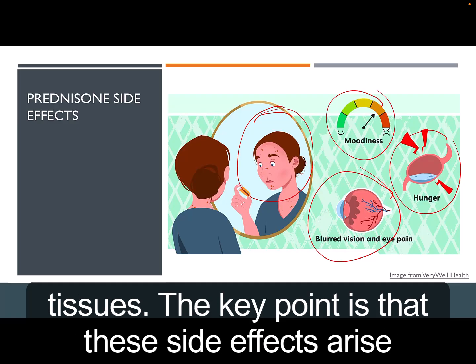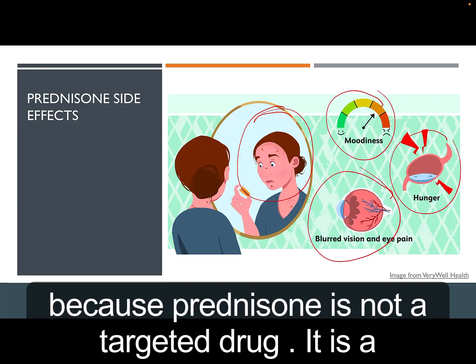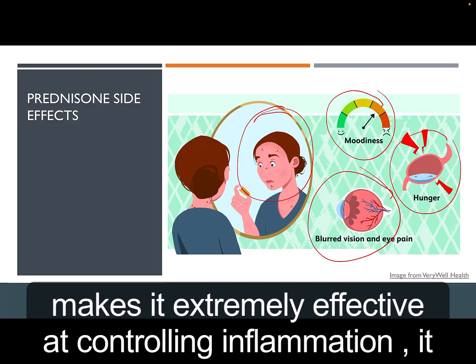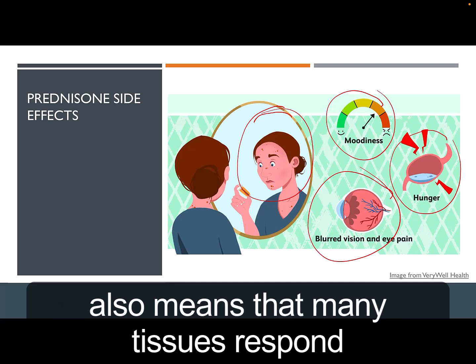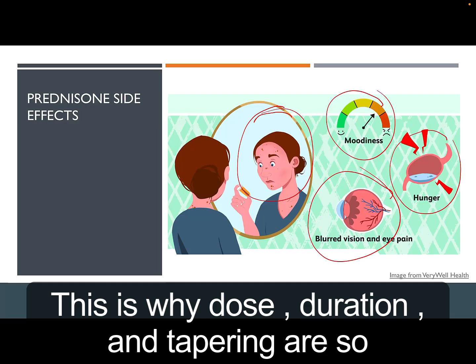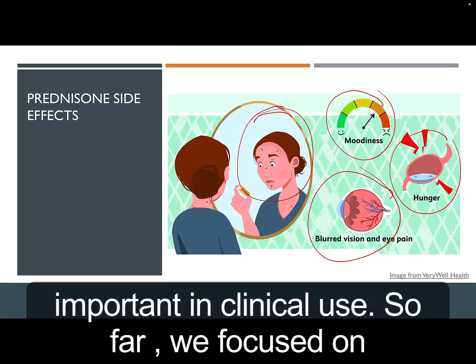The key point is that these side effects arise because prednisone is not a targeted drug. It is a systemic hormone mimic. While this broad activity makes it extremely effective at controlling inflammation, it also means that many tissues respond simultaneously. This is why dose, duration, and tapering are so important in clinical use.